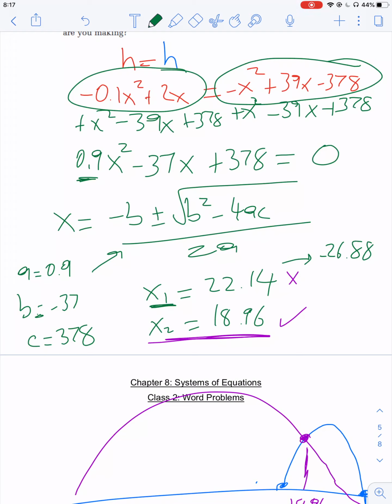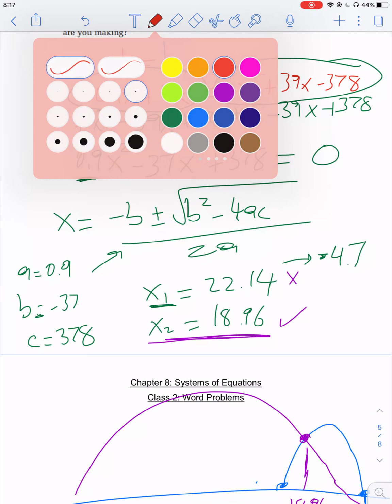Okay, so I've probably made a mistake, or I've done the first question, 0.1 times 22.14 squared. Maybe I didn't square it. 2 times 22.14. Okay, yeah, no. I think I just didn't square it, so I did not make a mistake. So my y value or my h value is minus 4.7 in both cases. Okay, so this is the one that you're going to reject. This is the one that you're going to accept.